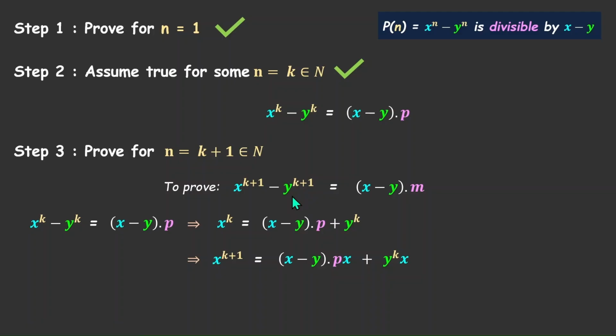We'll subtract y raised to power k plus 1 from both sides to give us x raised to power k plus 1 minus y raised to power k plus 1. And on the right hand side, we'll get x minus y into p(x) plus y raised to power k into x minus y raised to power k plus 1. And now somehow we have to show that this entire right hand side is actually nothing but a multiple of x minus y. So let's see how we can do that.